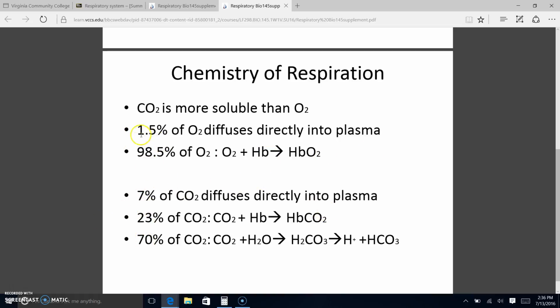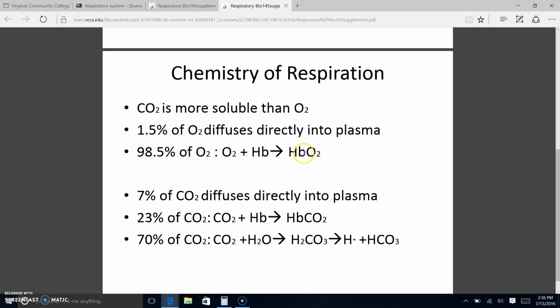Now, whereas only 1.5% of oxygen diffuses directly into plasma, 7% of carbon dioxide can diffuse directly into it. Part of the reason is that, as we said here, carbon dioxide is more soluble, therefore more of it can go directly into the plasma. Now, 23% of carbon dioxide kind of does what 98.5% of oxygen did.